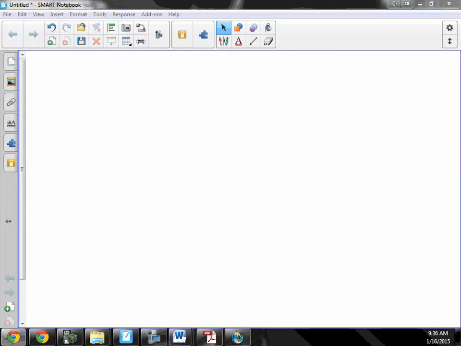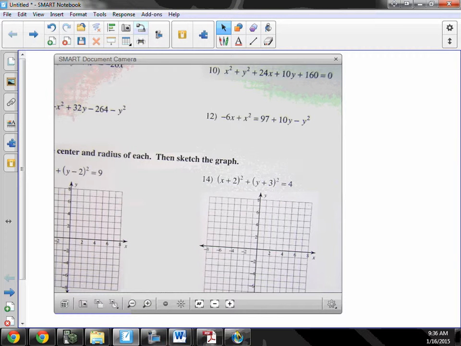So on this worksheet, most of what you're going to be doing is exactly what you did yesterday. You're going to be finding the radius, you're going to be finding the center, but on 4 of the problems, the center and radius are not quite so obvious. Look at number 10.